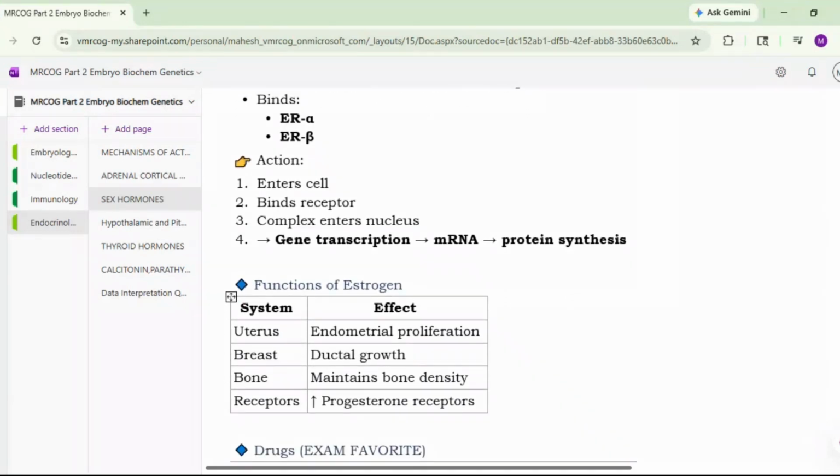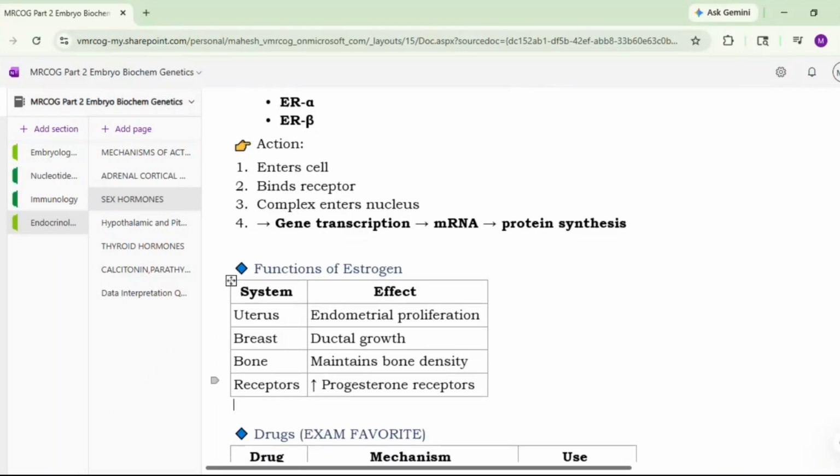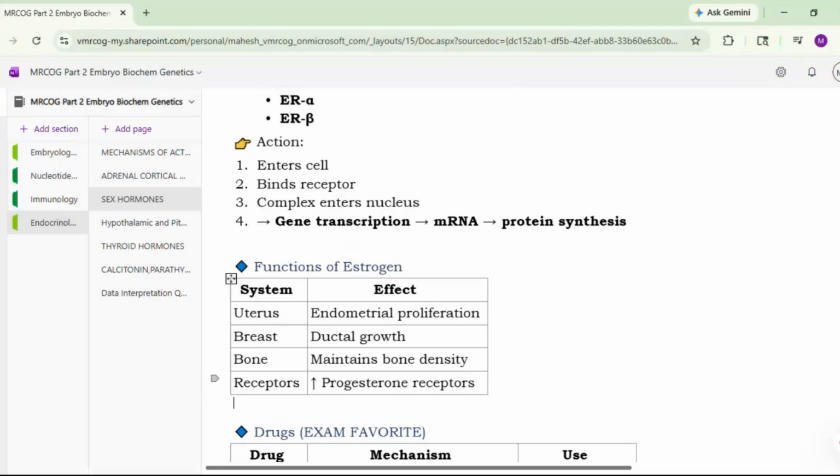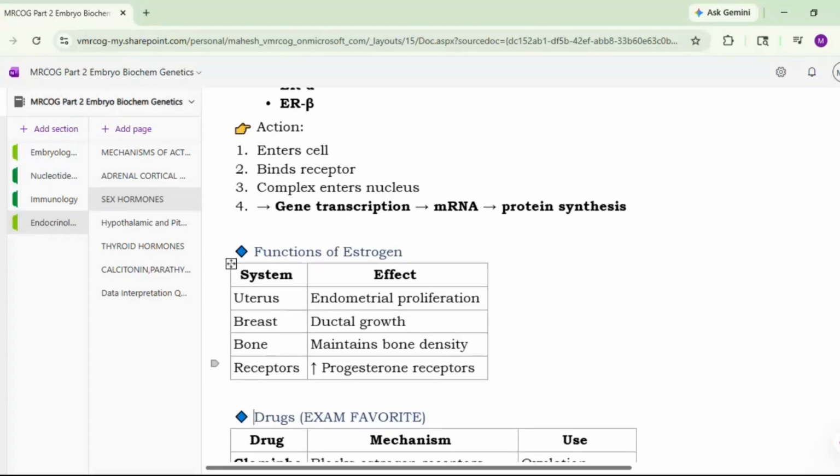Very simple. Now what are the functions of estrogen? In the uterus, it causes endometrial proliferation. In the breast, it causes ductal growth. In the bone, it maintains bone density. And for progesterone, it increases the progesterone receptors also.